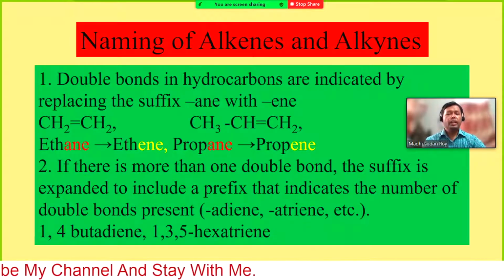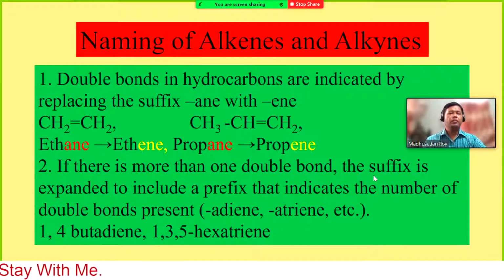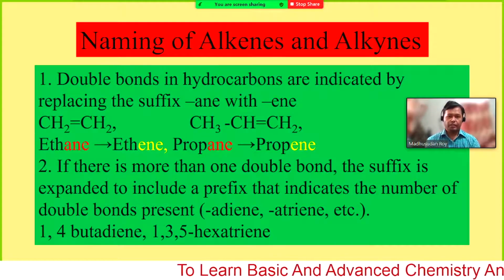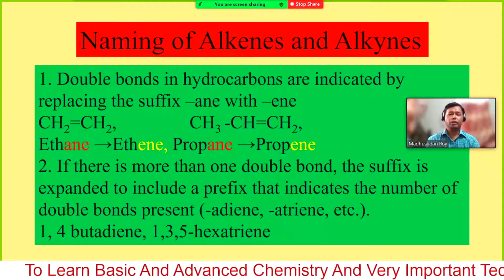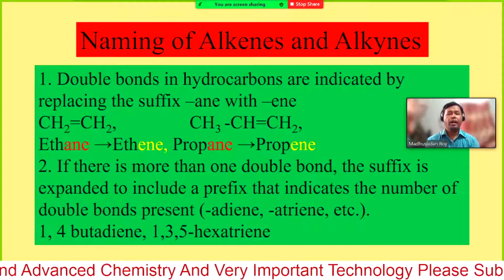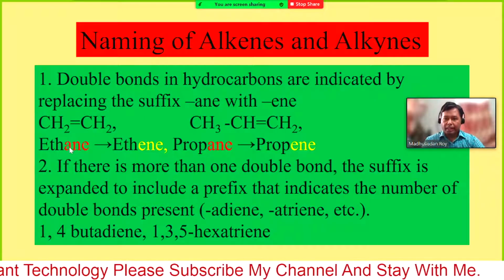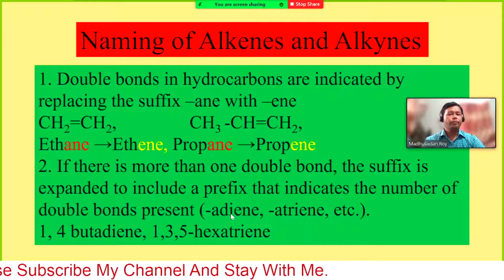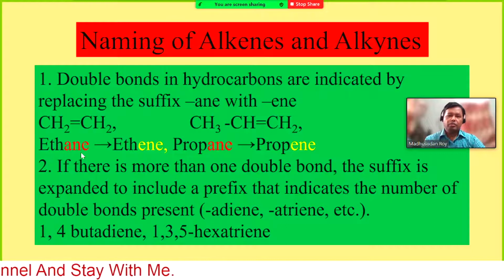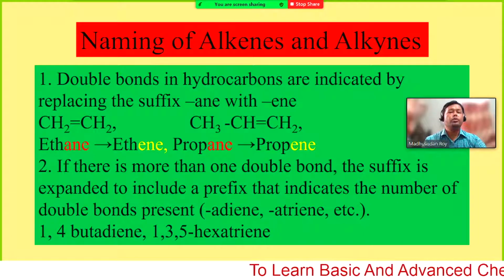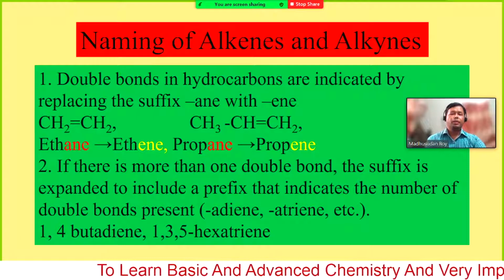So if you have multiple double bonds, the suffix is expanded to include a prefix that indicates the number of double bonds. How many double bonds do you have in the alkene? If you have 2 double bonds, then you need to consider this as di. So we have to replace ane by adiene. With 2 double bonds, ethane would become ethadiene. But that is not possible, because in ethane we cannot have 2 double bonds. We need at least 4 carbons to have 2 double bonds.